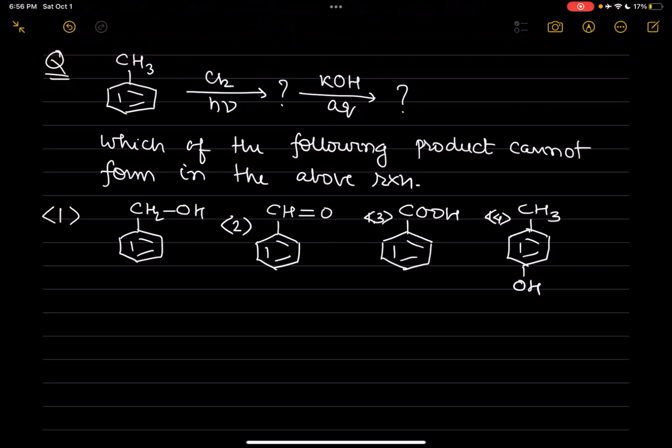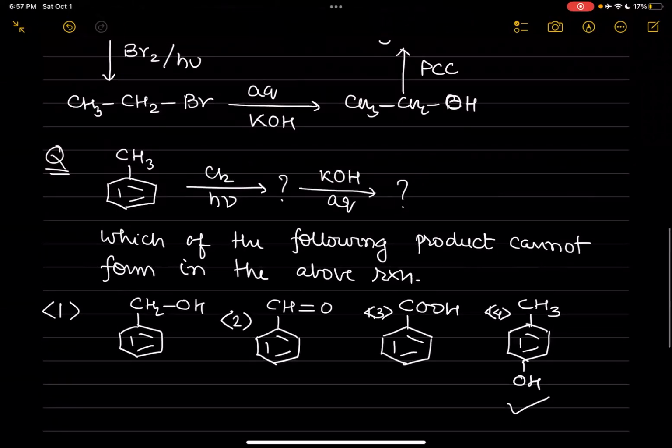Yeah, Vamsi. So is it option 2? Option two, Memuna would like to add something. It's option 4. That is not possible. Okay.